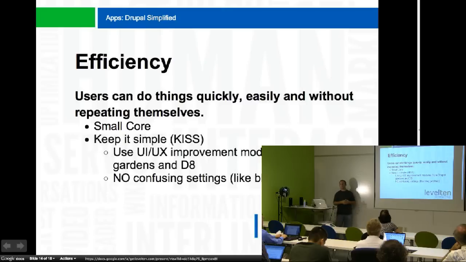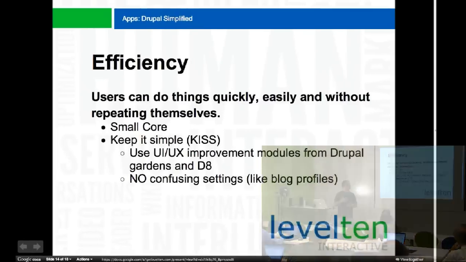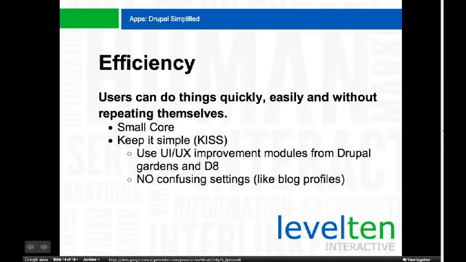Another thing we wanted to do from the efficiency standpoint is keep it very, very, very simple. And like I told you, I've gone through and looked at all the different usability improvements that are being worked on, that are in Drupal Gardens, that are in Acquia Gardens, and I'm finding all of those and moving those in as well. So there's a lot of little modules that do cool stuff, the block visibility being one of them.